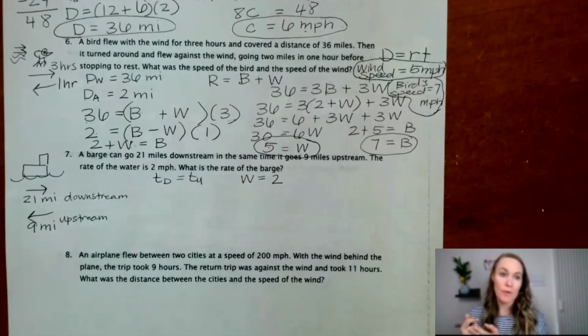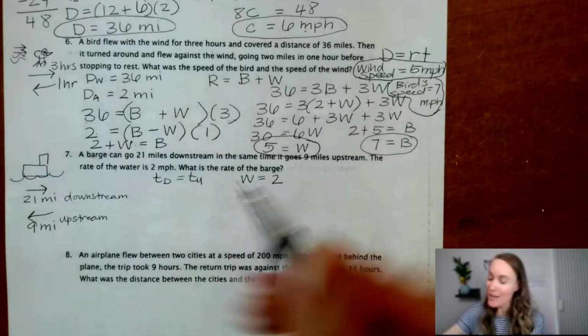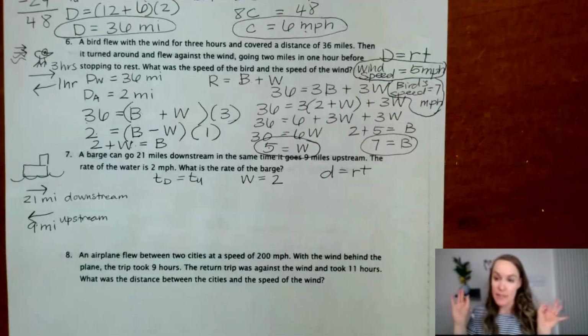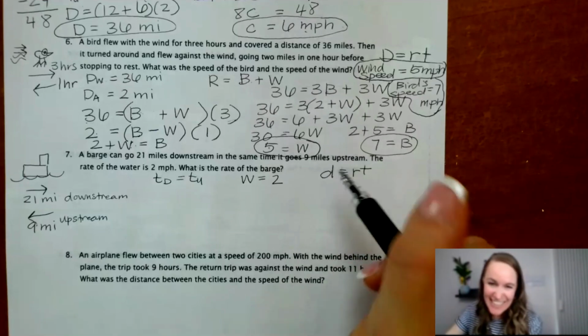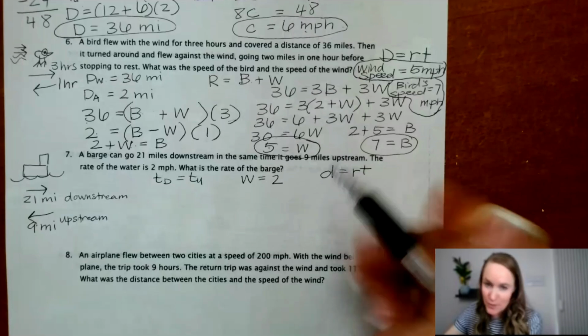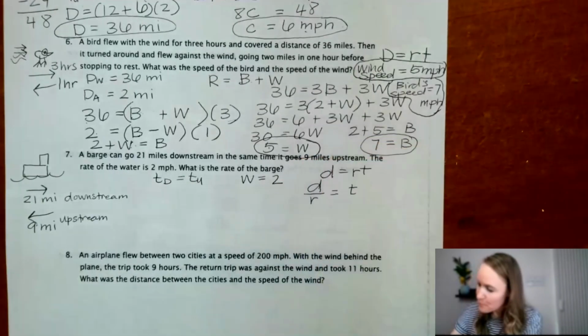Okay, super simple, right? So my times are going to be equal. So I'm going to go ahead and manipulate this distance equals rate times time. And I'm going to set the times equal to each other. I really think that's going to work in this case. Okay, so I'm going to go ahead and divide by R on both sides. So I get D divided by R equals T.